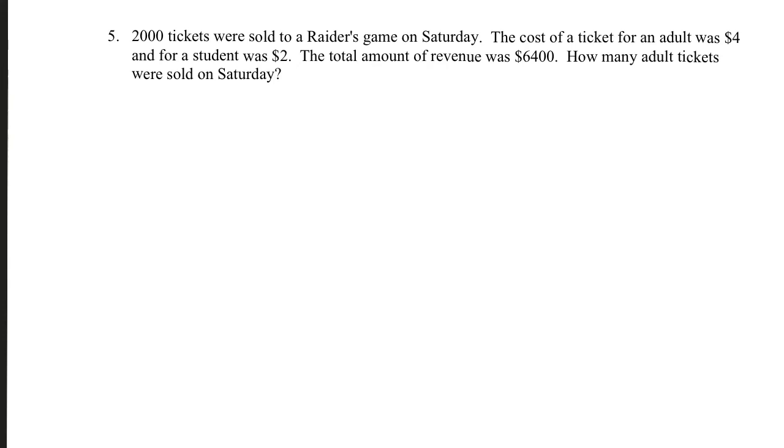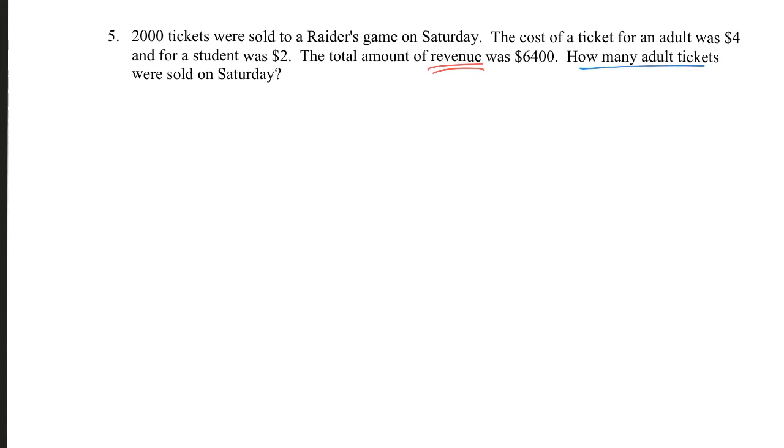Okay, so we take a look at the problem, and it says we had 2,000 tickets that were sold to a Raiders game on Saturday. The cost of a ticket for an adult was $4, for a student was $2. The total amount of revenue, and hopefully we're good with the term revenue. Revenue just means how much money came in. So the total amount of money that was brought in was $6,400. How many adult tickets were sold on Saturday?